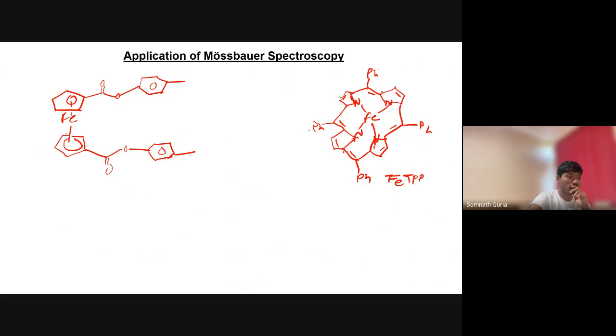Here we have the two Ph. This phenyl group is actually like this. And then this is the Cp ring over here. This is how my system is, and this is how I can write it. Similarly over here, so this is the Fe iron TPP.